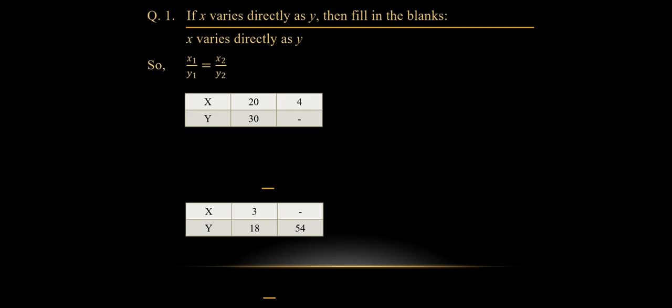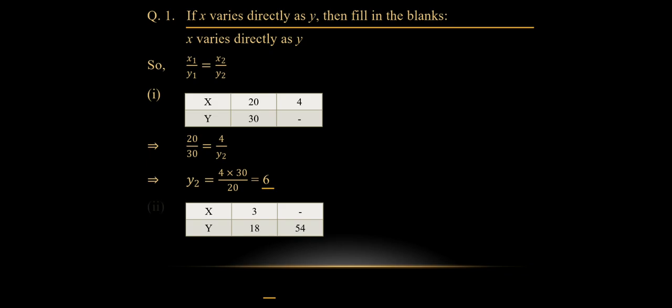So let's start it. x1 upon y1. 20 is x1, 30 is y1, and x2 upon y2. x2 is 4 and y2 we don't know here. So we need to find out the y2 value. Now cross multiply this. y2 equals 4 into 30 upon 20, that is equal to 6. So the value of y2 is 6.